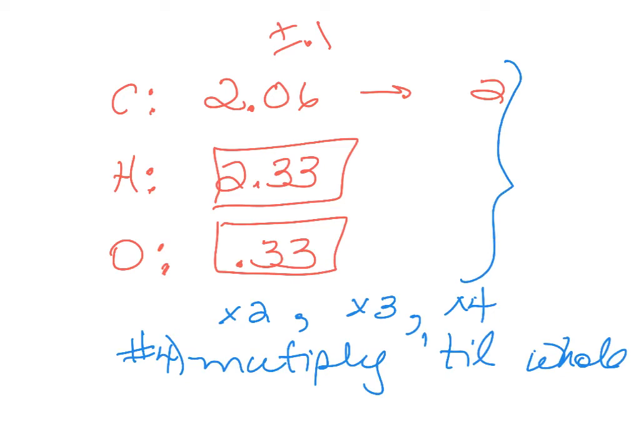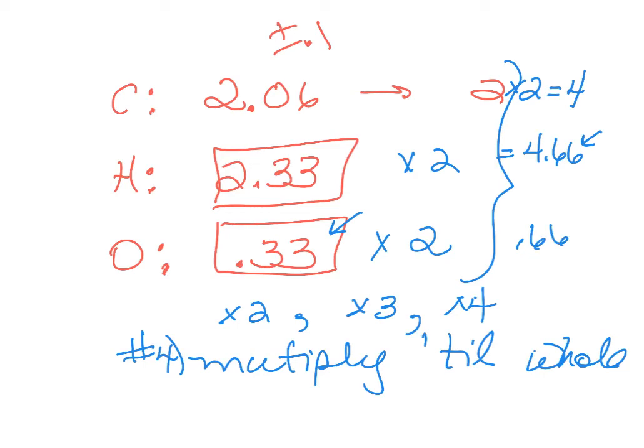So let's try multiplying everything by 2, okay? So that would give me 4 carbon. This would give me 4.66. Ooh, that's not good, right? That's still too far away from a whole number. Same thing with the oxygen. If you multiply the number of moles of oxygen we have by 2, you get 0.66, which is too far away, all right? So let's go ahead and try to multiply by 3 and see what that does.